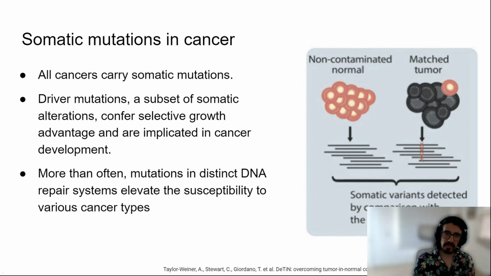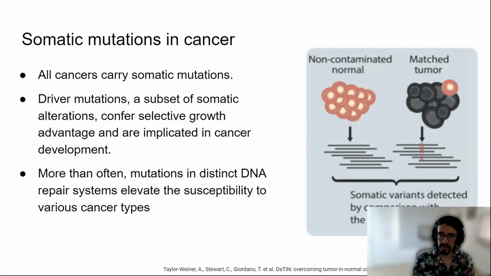So in cancer specifically, all cancers carry somatic mutations. So the driver mutations that I mentioned at the beginning are a subset of these, and they confer selective growth advantages to the tumor. So they can make the cancer grow big, and they're implicated in the cancer development. More often than not, these mutations are in DNA repair systems, so this elevates susceptibility to various types of cancers. On the right side, we see the schematic.